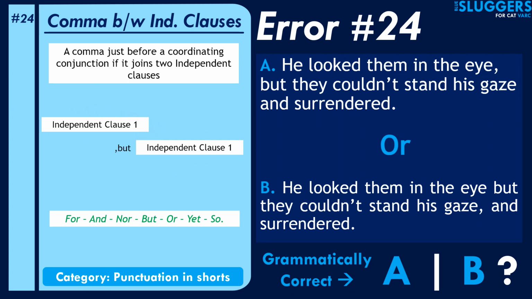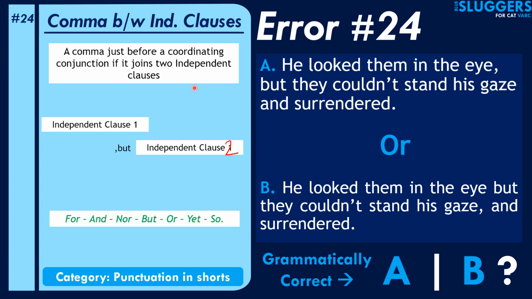The question might arise: what is an independent clause? I'll give you a very short and succinct answer. An independent clause, guys, is basically any part or subset of the main expression which, if taken apart and looked at in isolation, would still make sense, would still seem meaningful. If you look at the first part of the sentence, "He looked them in the eye," if you take this apart, it still seems like a meaningful sentence, so it's an independent clause. Look at the next part: "They couldn't stand his gaze." Even that, taken apart, still makes sense. "They couldn't stand his gaze and surrendered" is also an independent clause.